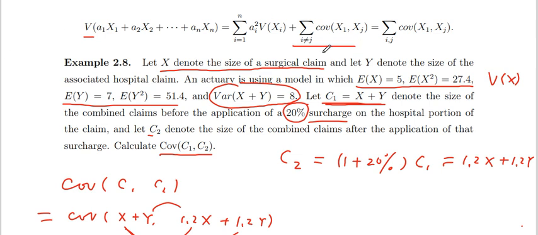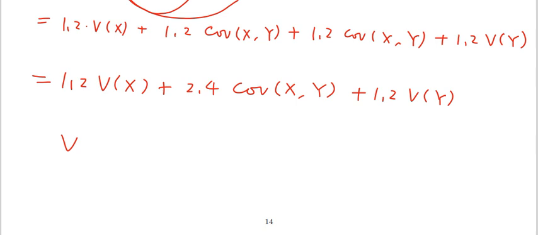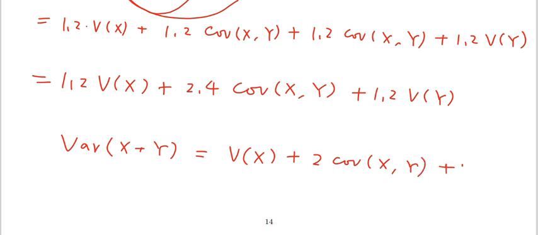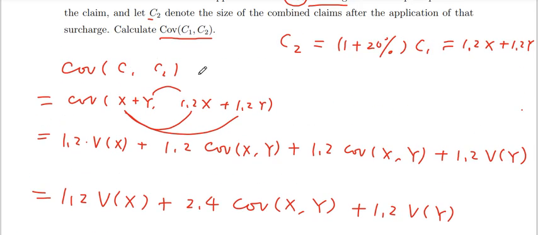So variance of x plus y equals variance of x plus, just a square, so plus 2 covariance of xy, because covariance xy and yx are the same, plus Vy, and this equals 8. So from here we can find the covariance. Then we can find covariance C1, C2.